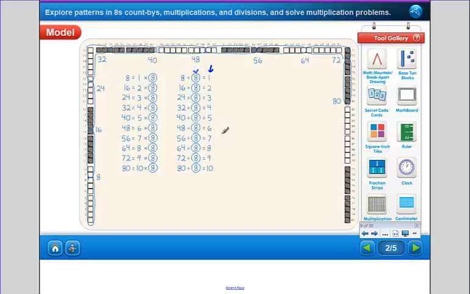Let's try a couple. What about, don't look, 56 divided by 8? What is that? 56 divided by 8 equals 7. Try another one. 8 times 8. 8 times 8 is 64. So, practice. You can see some of these patterns and we'll discuss them in class as we go along.